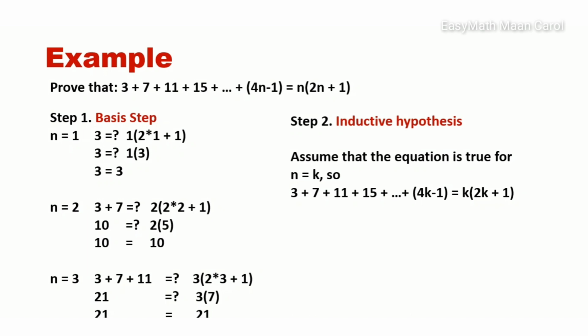So, kung titingnan nyo mabuti, ang nabago lang dun sa original equation ay yung letter n. Lahat ng letter n doon, napalitan lang ng k. So, we have 3 plus 7 plus 11 plus 15 and so on, 4k minus 1 is equal to k times the quantity 2k plus 1. Now, I want you to remember this equation kasi gagamitin natin siya dun sa step 3. Okay, so left side is equal to right side. That's our assumption.